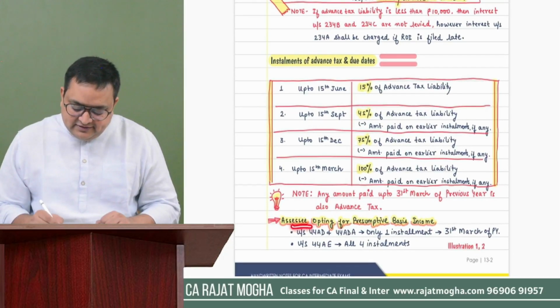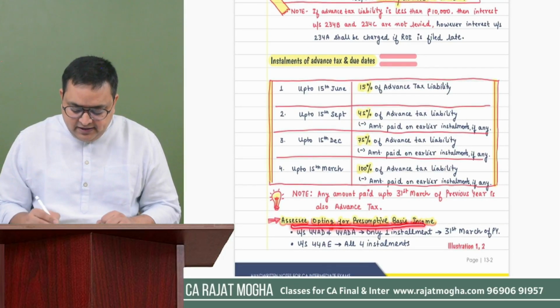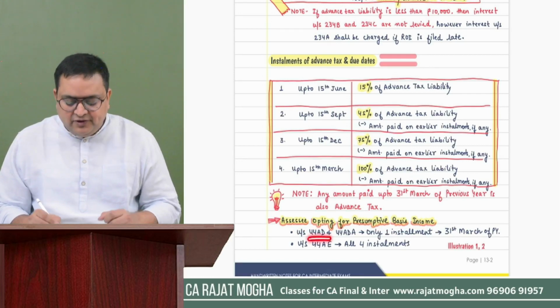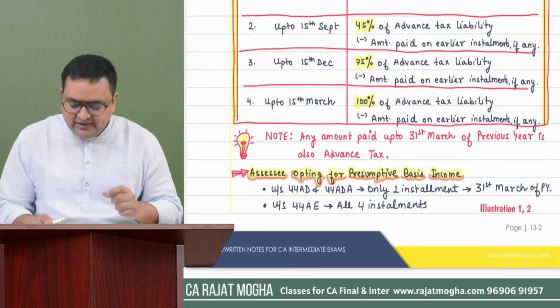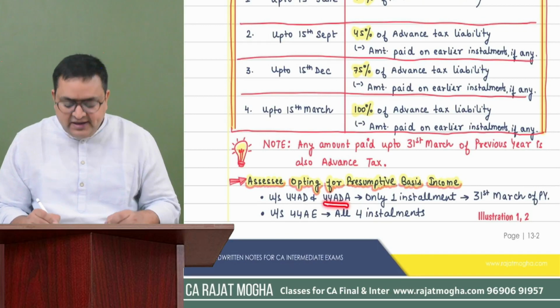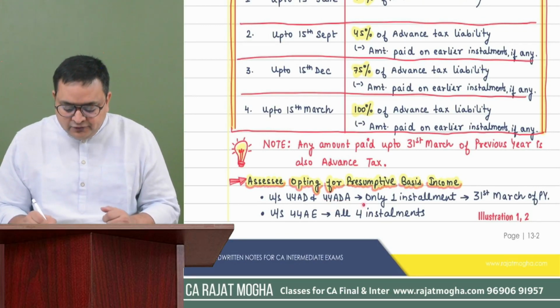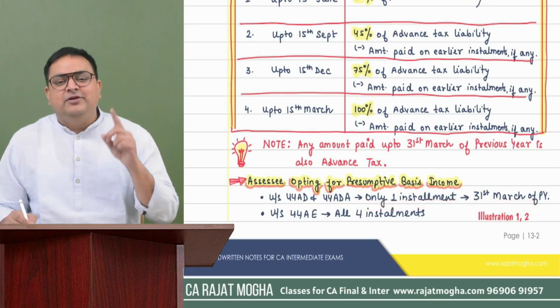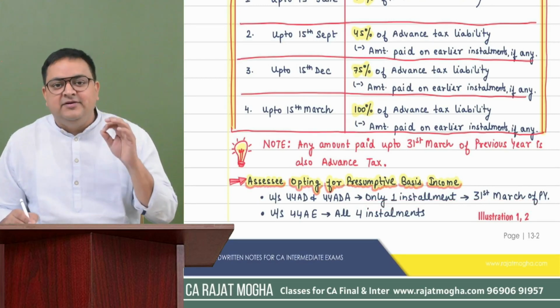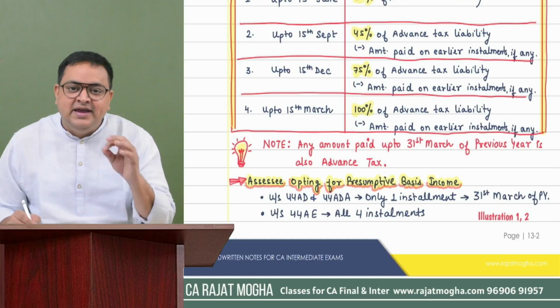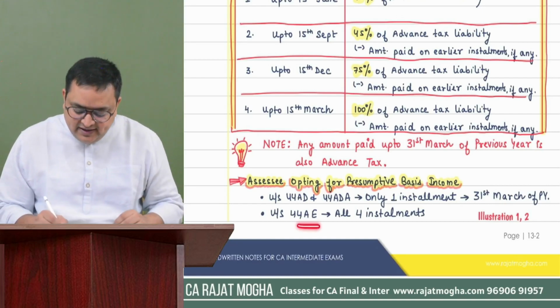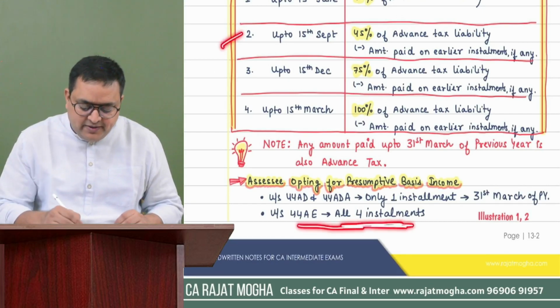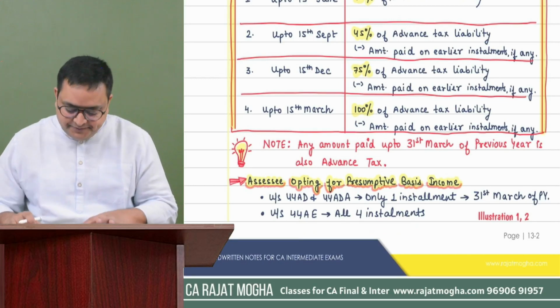See, assessee opting for presumptive basis income. So if the assessee is following 44AD, that is retail business, or 44ADA, notified professions, only one installment in that case, 31st March of the previous year. But if the person is following the presumptive income scheme under section 44AE, goods carriage vehicle, then all four installments would be applicable in that case, right?